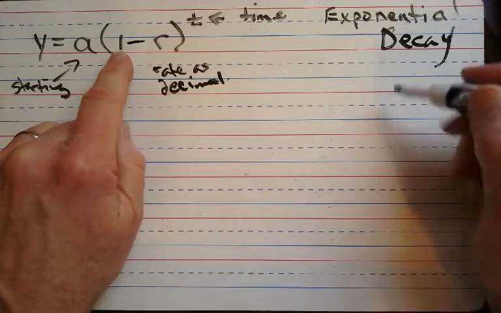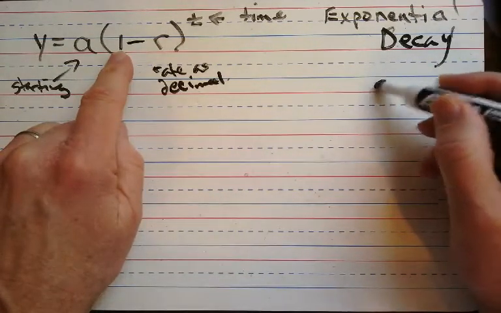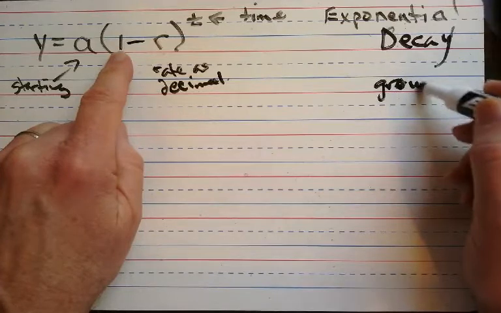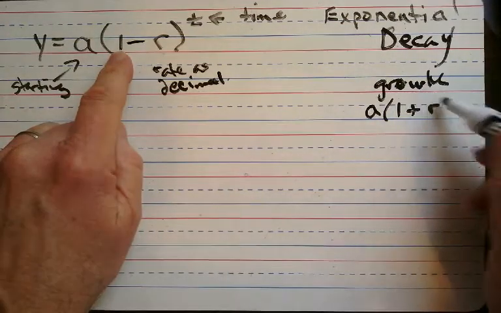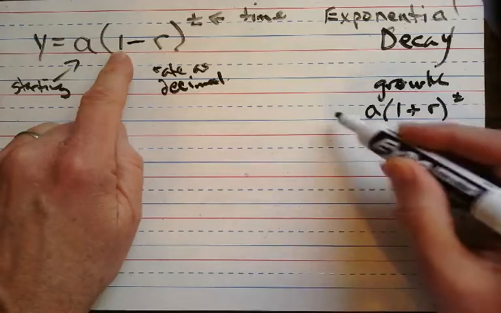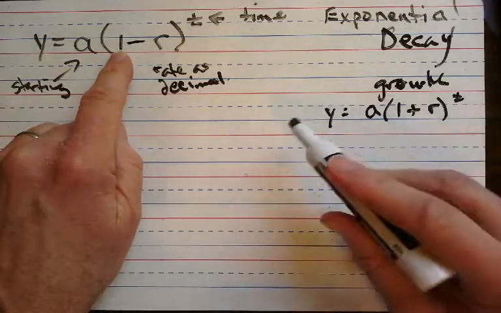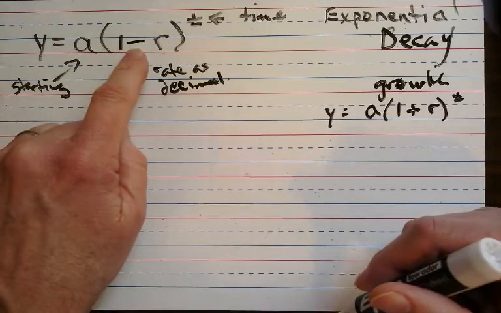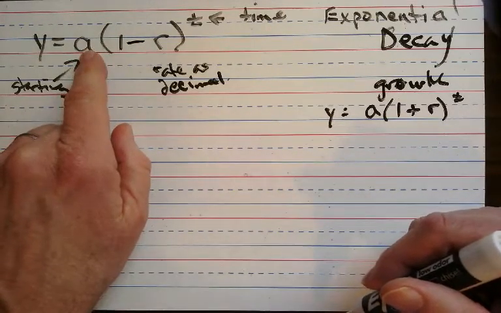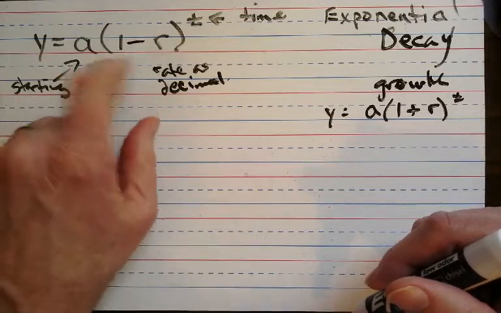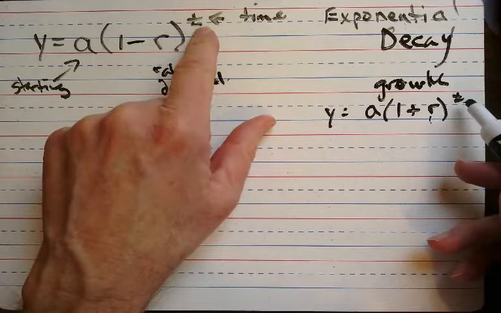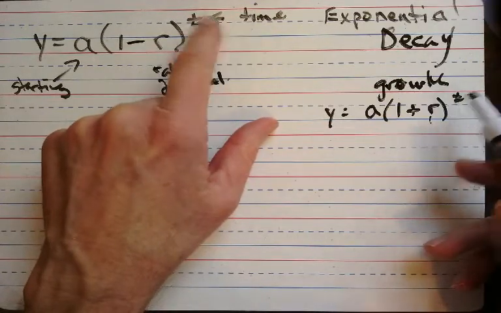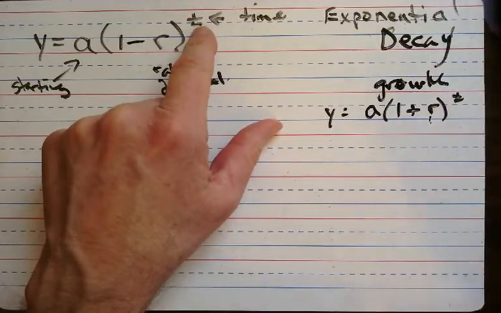So growth is bigger than 1 because growth looked like this, a times 1 plus r. That's growth. And then decay looks like this. It has the same starting place, a starting value here. You have the rate, the r still stands for the rate, the t still stands for time. And sometimes time is measured in hours or minutes or years.